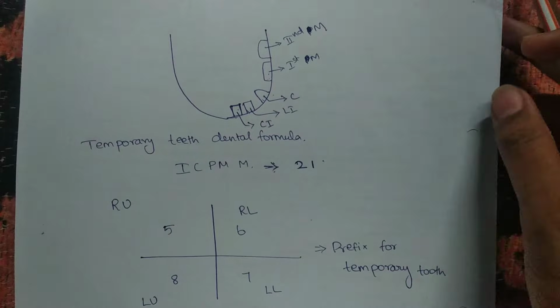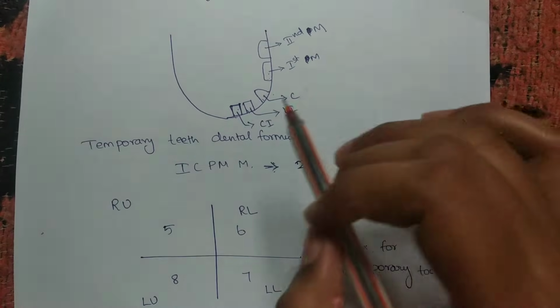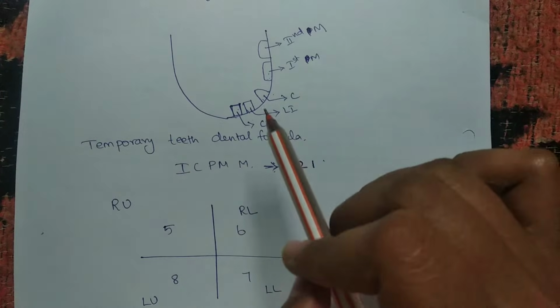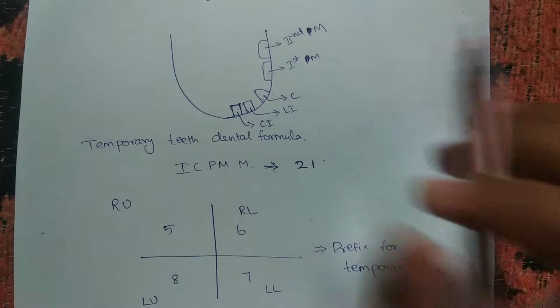There will be 4 quadrants in our mouth. So 4 5s are 20. The total number of temporary teeth that will be present in our young age is 20.